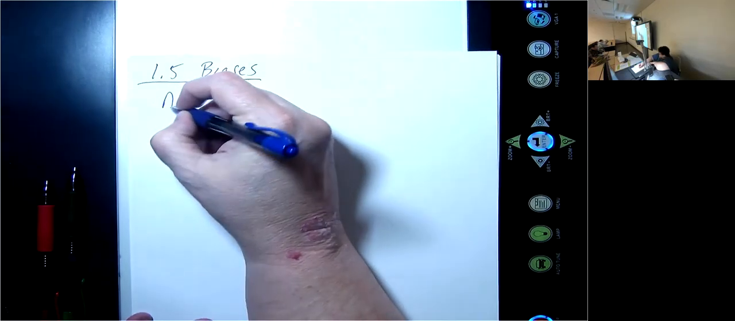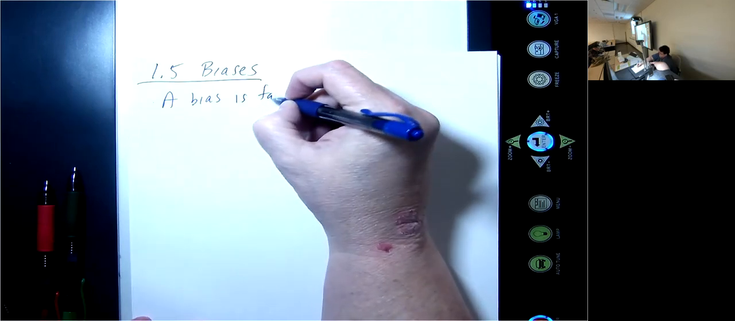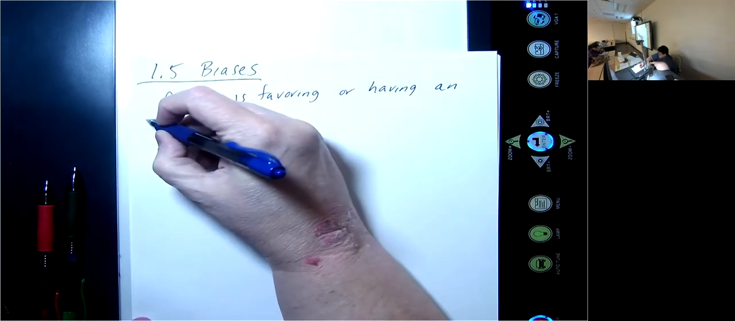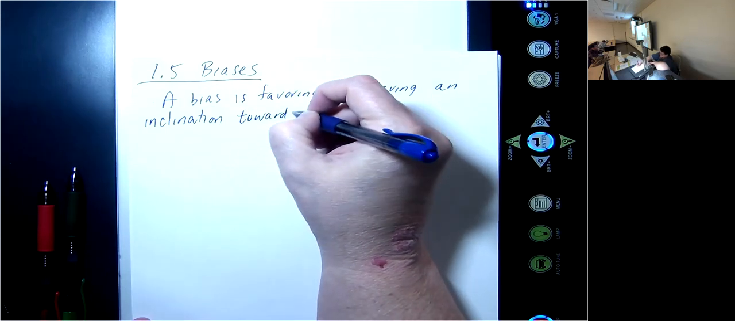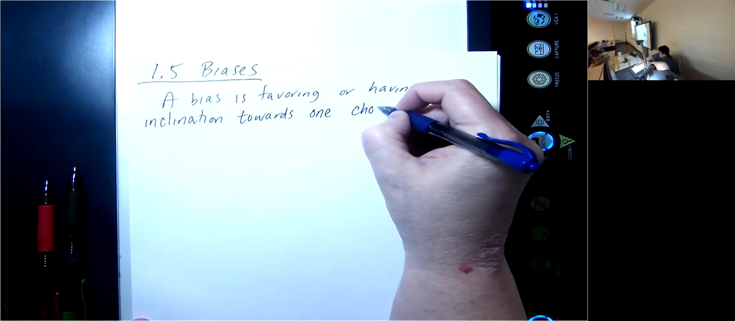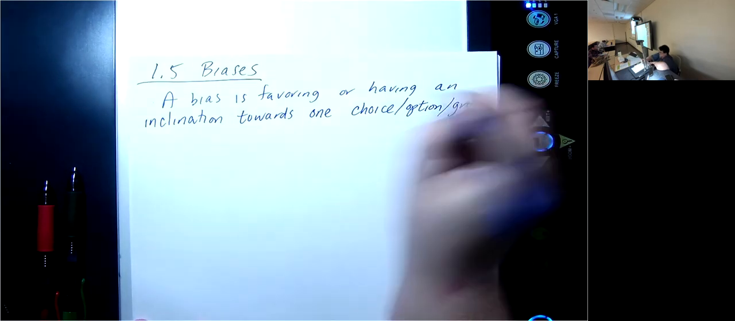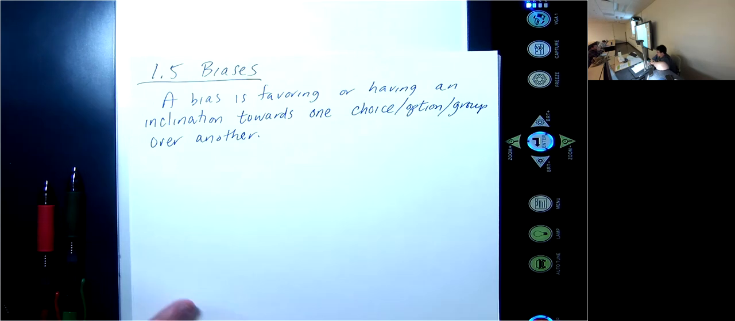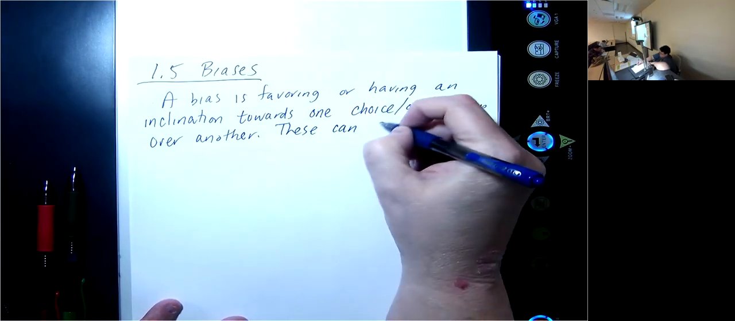A bias is favoring or having an inclination towards one choice, option, group, or another. These can skew the results of your survey.